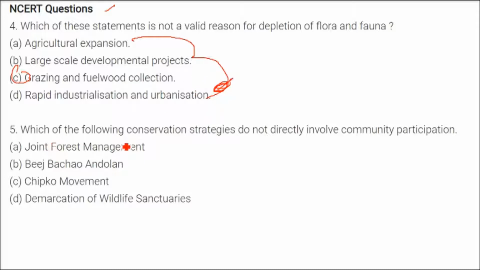Next is which of the following conservation strategies do not directly involve community participation? This involves demarcation of wildlife sanctuaries. That is, if you demarcate a particular area that doesn't involve community participation, while the Joint Forest Management, Beej Bachao Andolan and Chipko Andolan or Chipko movement, they are all the movements involving the communities.